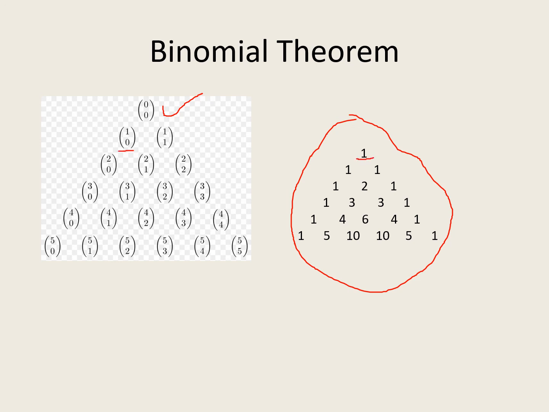This is 1C0, which is also 1. 1C1 is also 1. Then 2C0 is 1, 2C1 is 2, and 2C2 is 1. From here you can write. Then 3C0, 3C1, 3C2, 3C3. You can see from here, and the values will be 1, 3, 3, 1. So from here you can calculate the coefficients of your binomial expansion also.